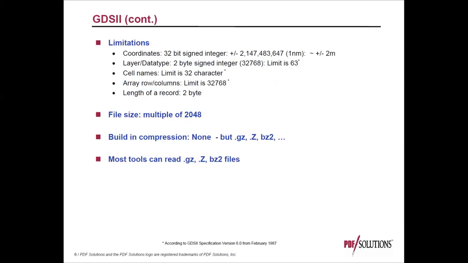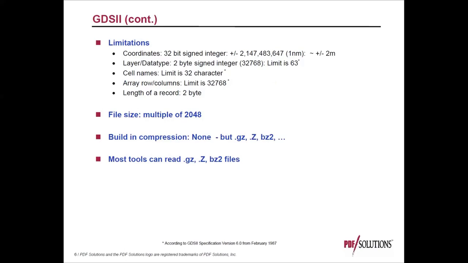There's a curious thing about GDS. If you always wondered why you added one polygon and the file size didn't change, it's because the file is required to be a multiple of 2048. At the end of the file there is zero padding until it hits the 2048 multiple of the file size.